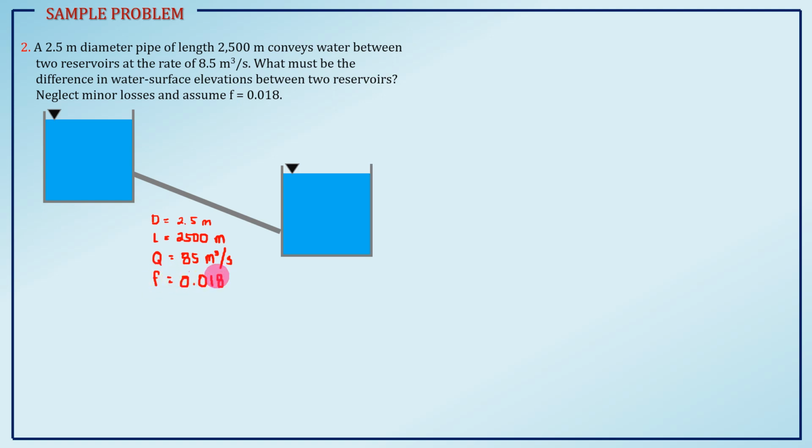0.018? If you have samples like this, you can always apply the Bernoulli's energy equation. Let's call it BEE. There we have the equation for the difference in water surface elevations. BEE: E1 minus the HL equals E2. What would be your point 1 and point 2? This is point 1 and this is point 2.